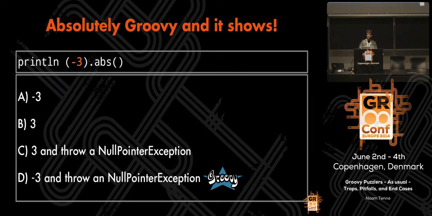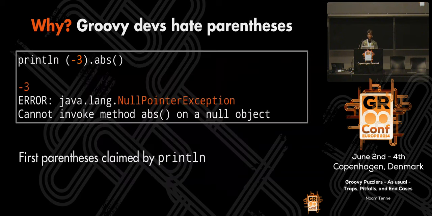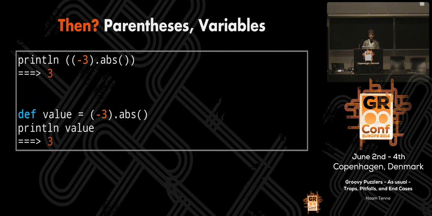Like I said, it fights dirty, it'll go down and it'll take you with it. It happened because we hate parentheses and we got used to a really good life, and we shouldn't forget them, okay? The parentheses actually played a crucial role here, where they were claimed by the println method. So basically our code, as we asked it to do, printed minus 3, then tried to invoke the abs method on the return value of println, which is void. So, don't forget those parentheses. Once again, clean code, guys. Don't forget it.